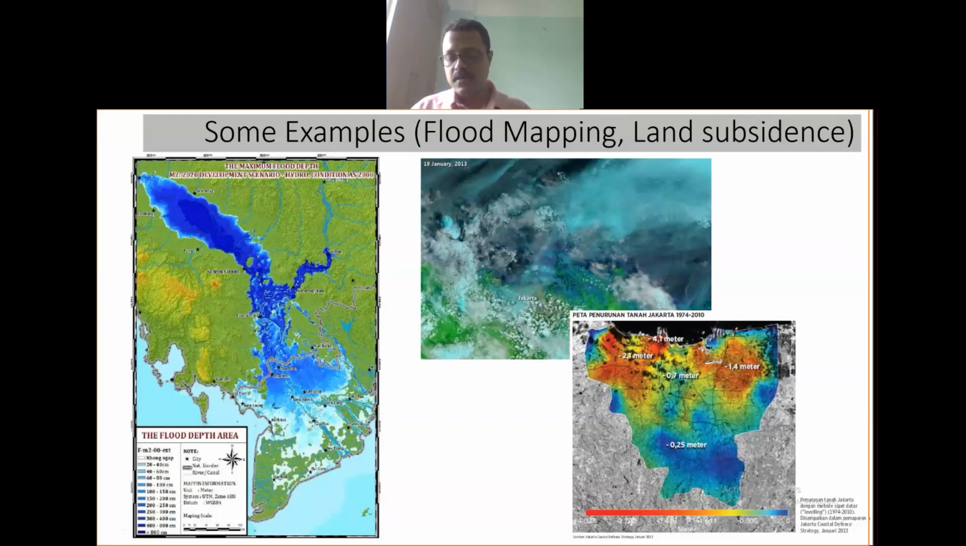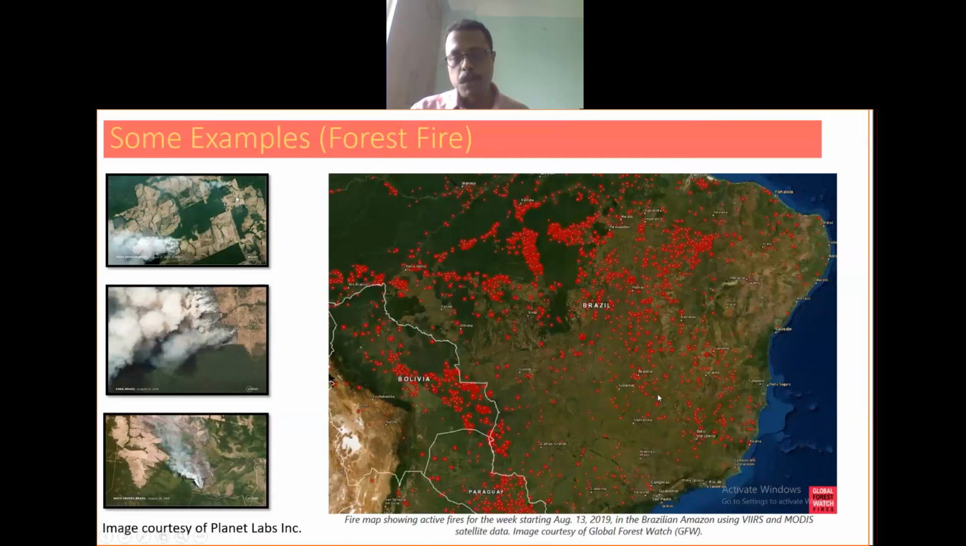So we are not going to really discuss the technique of interferometry, but just for your information, I'm telling you that this land subsidence can be mapped from space by a technique known as interferometry, which uses remote sensing, or sensors on board those satellites. So this is a classical example of an application of remote sensing in disaster mapping or monitoring.